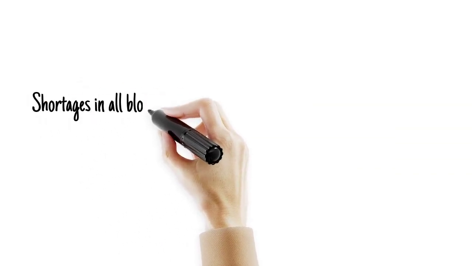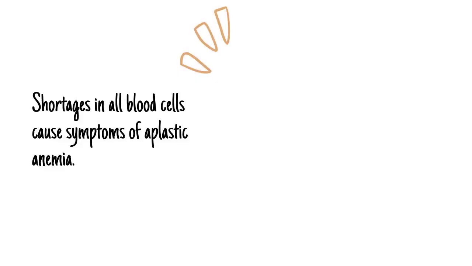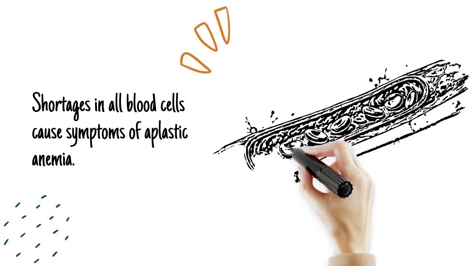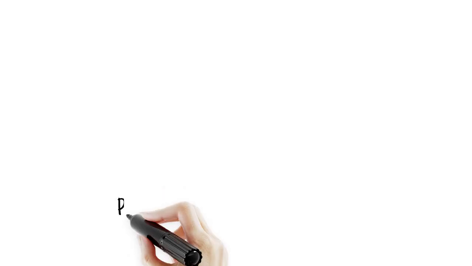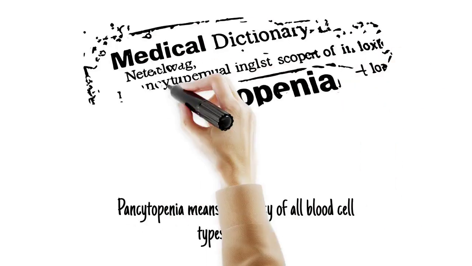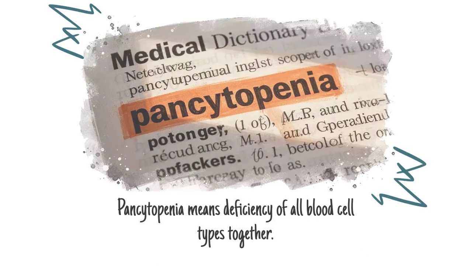Because the factory has stopped producing, the bloodstream reflects this catastrophic shortage across all three cell lines simultaneously. Anemia develops from the red cell deficit. Leukopenia develops from the white cell deficit. And thrombocytopenia develops from the platelet deficit. Together, this triad constitutes pancytopenia, a word that literally means a deficiency of all blood cell types.